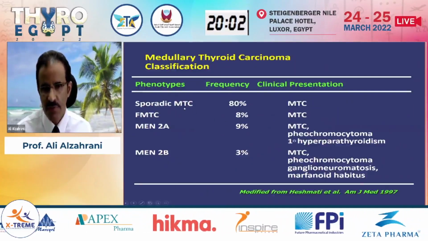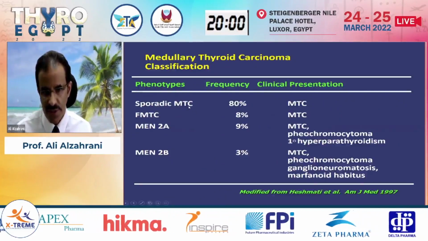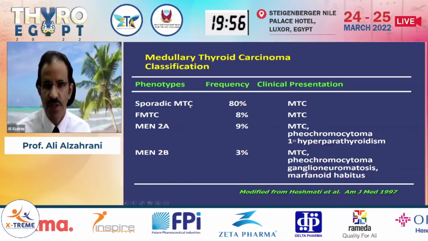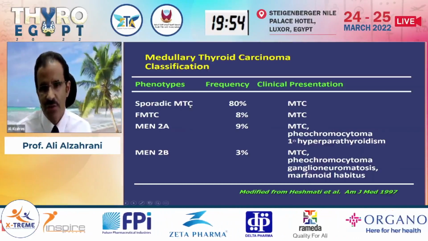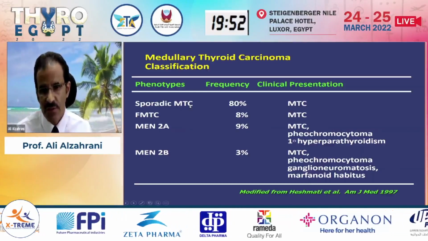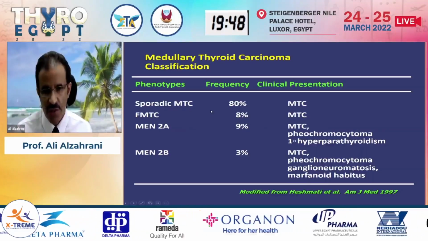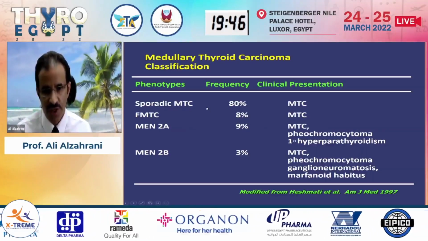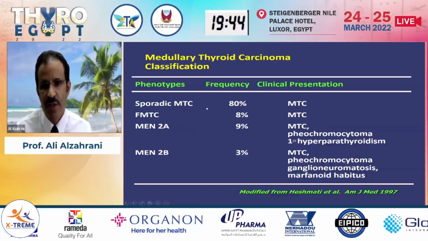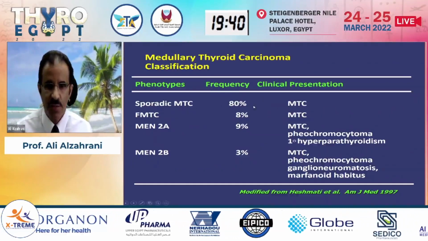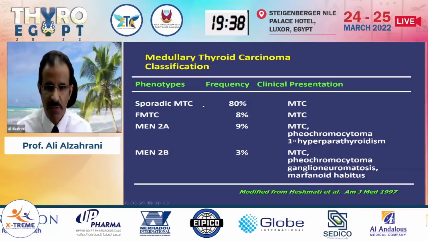The most common is the sporadic medullary thyroid cancer, which basically means a patient who has no family history comes with thyroid mass or thyroid nodule, and it turns out to be medullary thyroid cancer, no family history, and if you happen to test him for genetics for RET mutation, it will be negative. And this is the bulk of patients. Around 80% of patients will be sporadic medullary thyroid cancer.